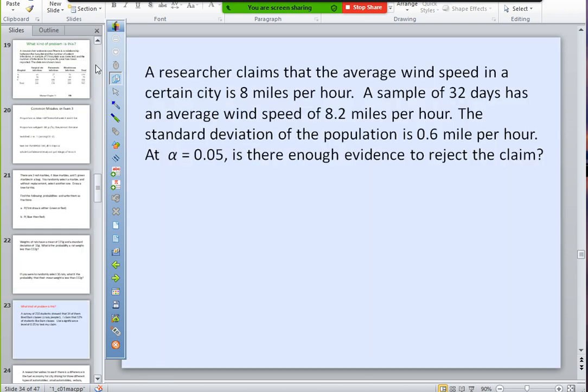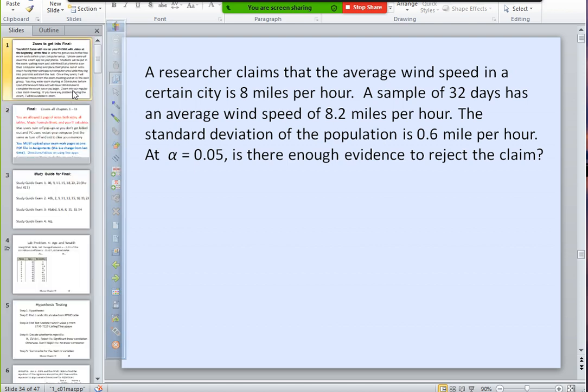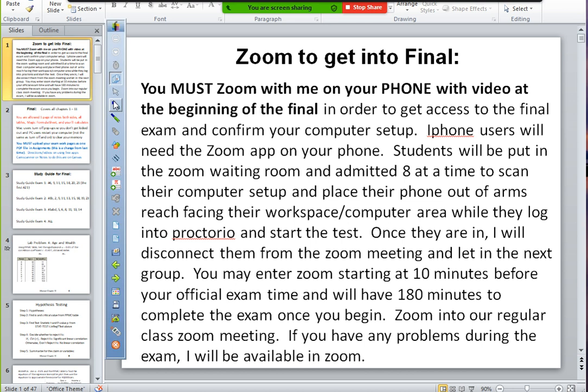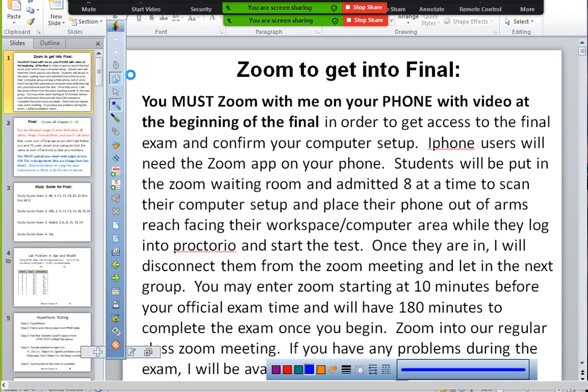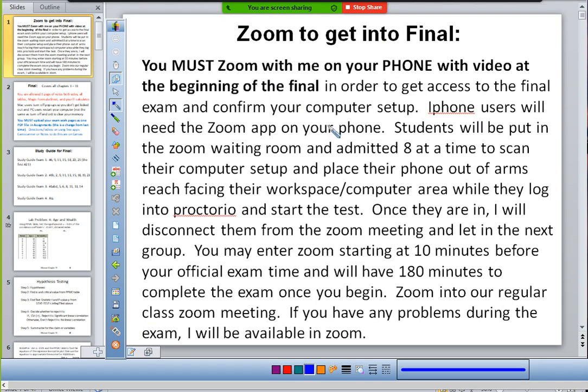So let me go ahead and do a quick review of Chapter 10. I'd like to keep it pretty quick if possible. Reminder, you do have to zoom in with me on your phone before we start the final. What I'll have you do is go into the waiting room, and I'll let you in 8 at a time to scan your computer area, and then have you log into the computer. And then while you're on the computer, once you're logged into Canvas, I can see you on the screen right on Proctorio. Then hold up your phone and turn it off.